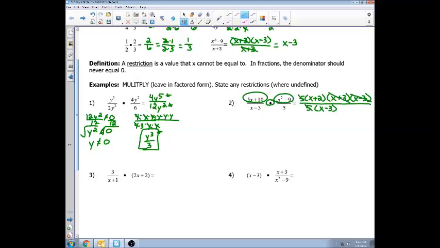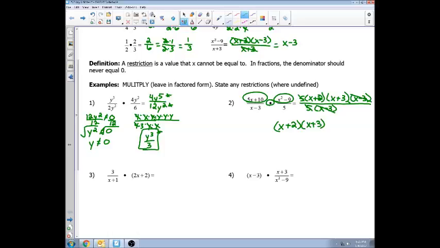I'm sorry. I shouldn't have gotten rid of that x plus 3. X plus 3 should still be there. So this was x plus 2. This is x plus 3. Okay? So I can get rid of my x minus 3's. What's left in my numerator is x plus 2 times x plus 3.